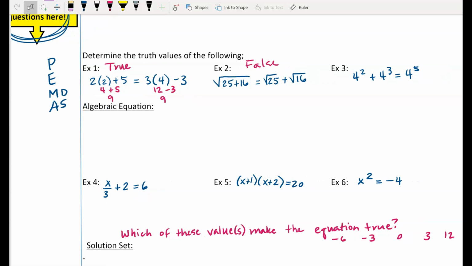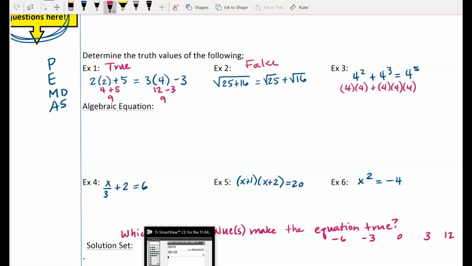Here is another one that looks like it could be true, because 2 plus 3, if I add those exponents, I do get 5. But remember what exponents are. Exponents are repeated multiplication. So another way to think about 4 squared is 4 multiplied by itself. 4 to the third power is 4 times 4 times 4. And then on the other side, 4 to the fifth power is 4 used as a factor 5 times.